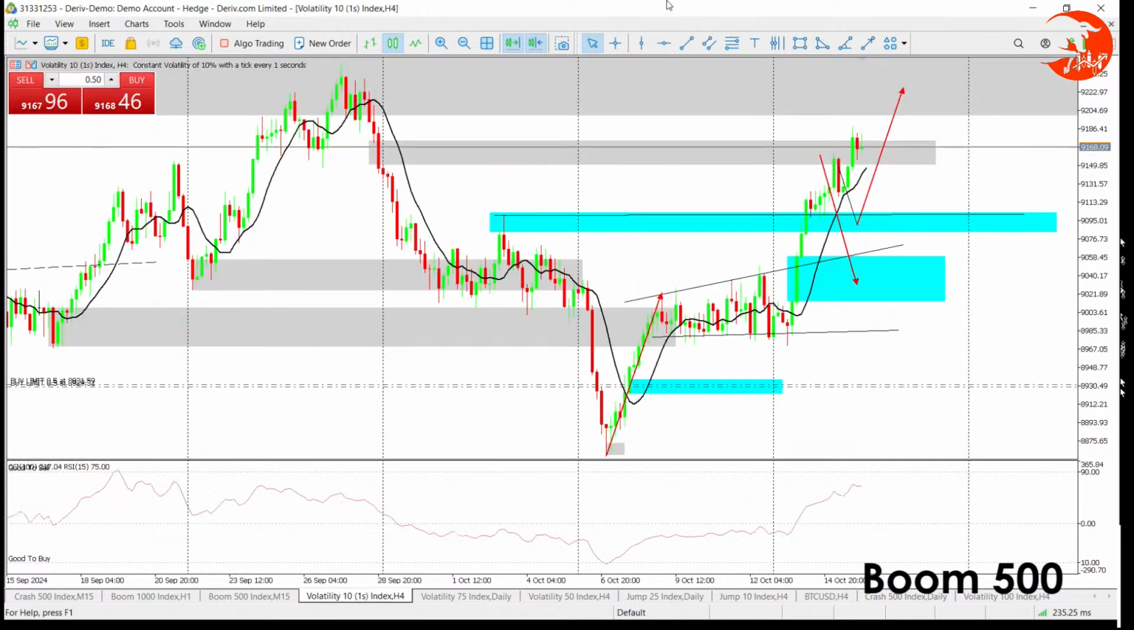So V10 1S. Volatility 10 1S. So that's Volatility 10 1S.